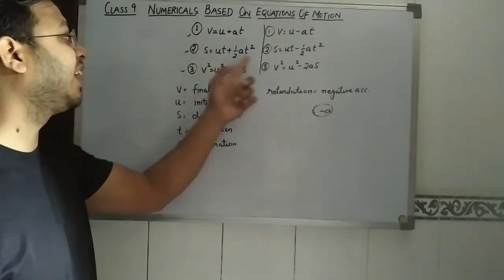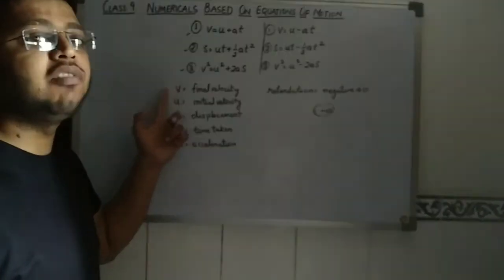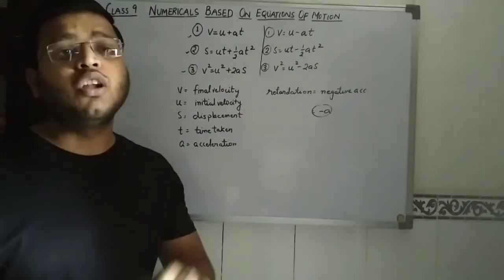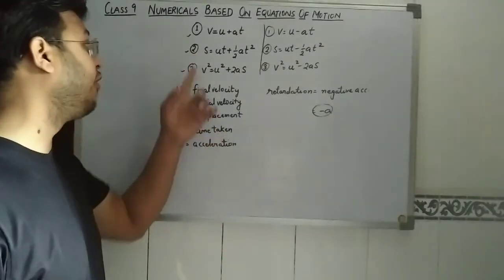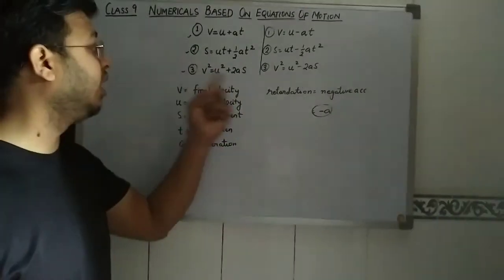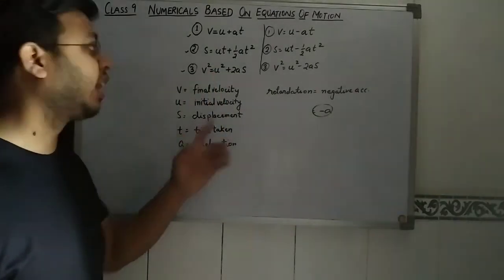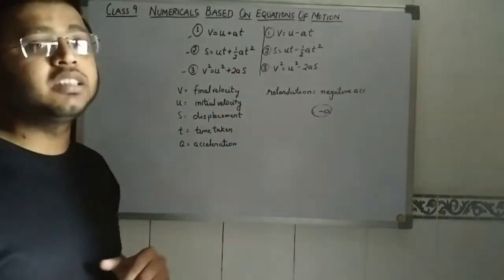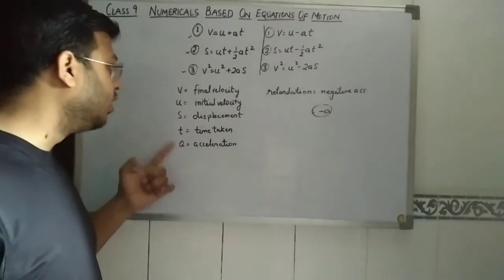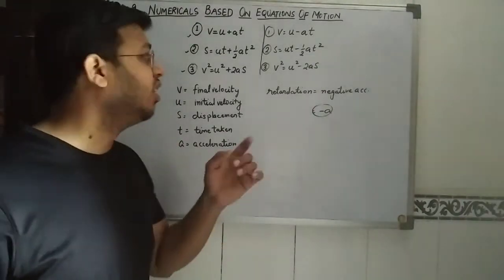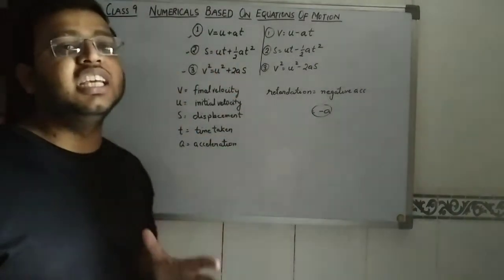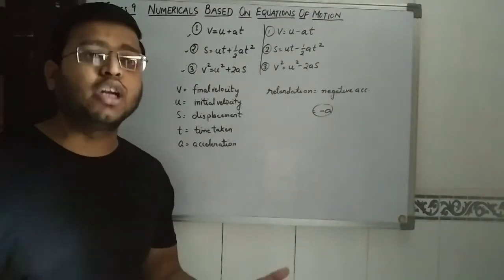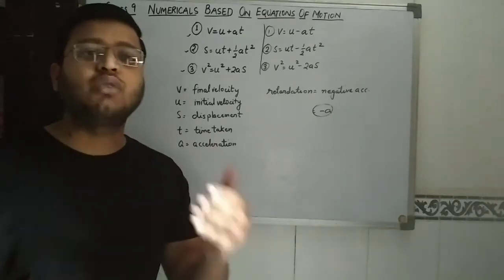Now in the second equation we can see very well that the quantity V, final velocity, is not there. So if in the question the final velocity is neither given nor asked, then we have to apply the second equation. And in the third equation the quantity T, time taken, is not there. So when time is not given and we have to find other quantities, then we apply the third equation. U and A, initial velocity and acceleration, are the two quantities which are present in each and every equation. So this is the method by which we can understand which equation we have to use in a particular numerical or question.